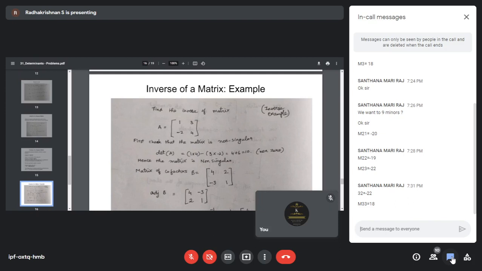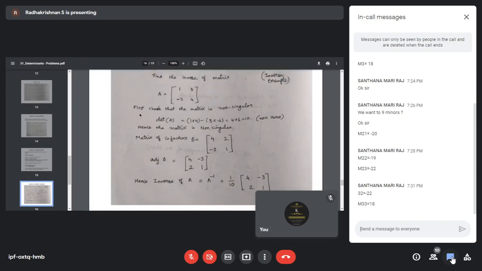And now what is the inverse of A? A to the power of -1 is equal to 1 by the determinant value, that is 1 by 10, into adjoint of A. So that is 4, -3, 2, 1. So that is your A inverse.